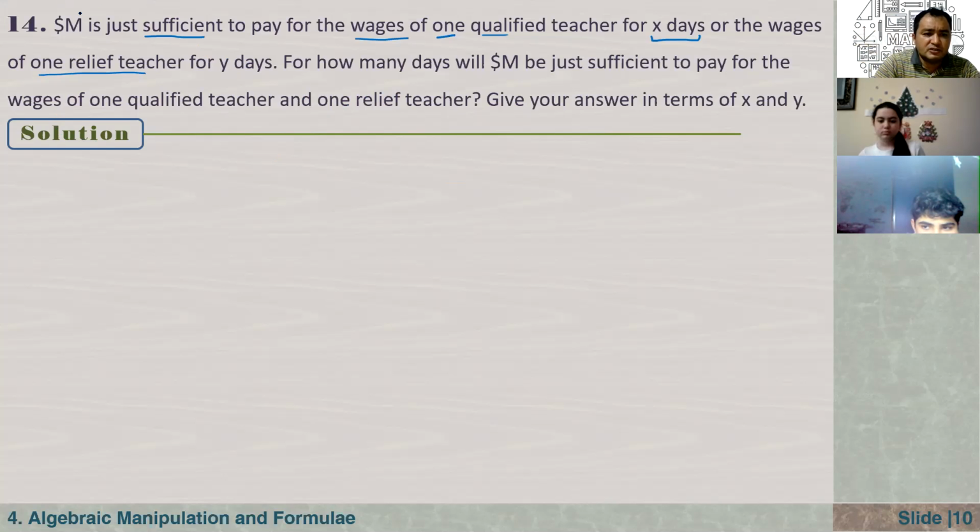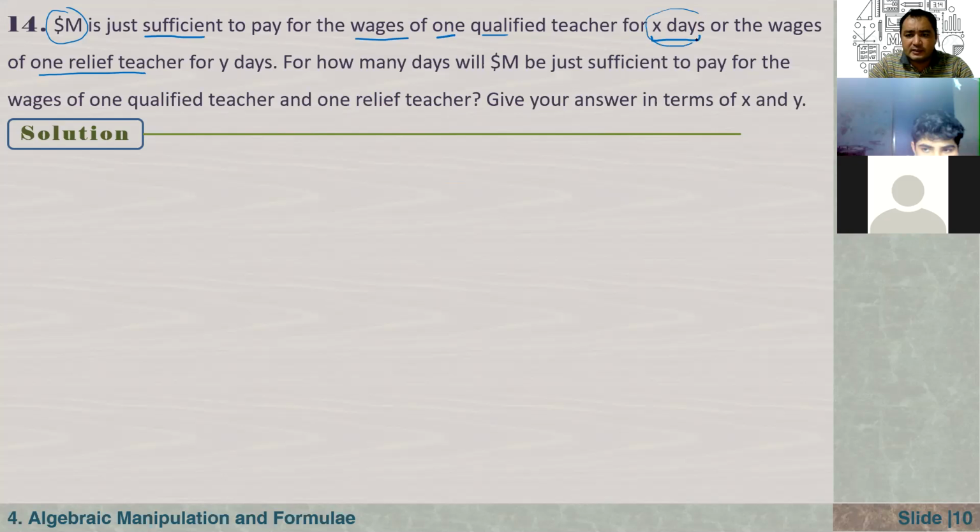So we have in our budget M dollars. So we have two options. If you just recruit, for example, a qualified teacher, that money will be enough only for X days. And how about if you just employ a relief teacher, it will be enough for Y days, right?